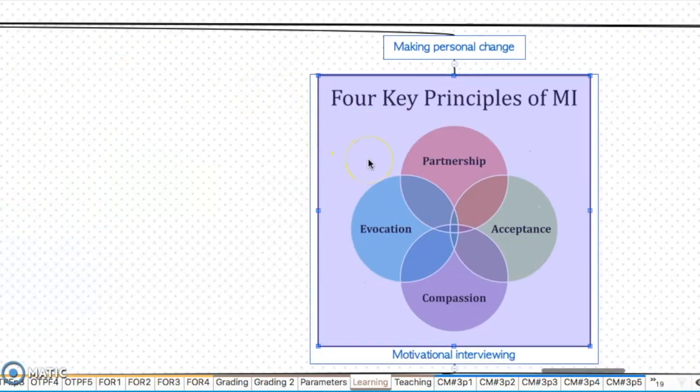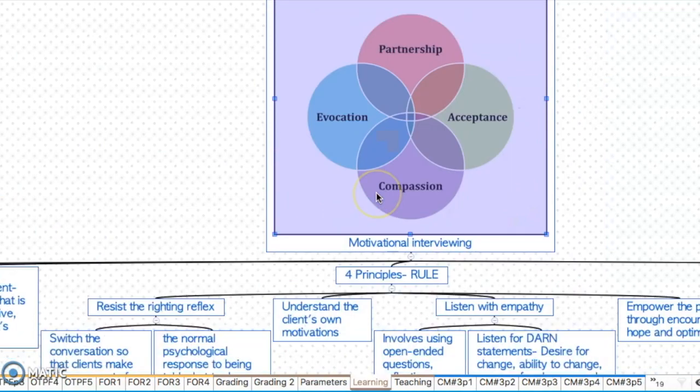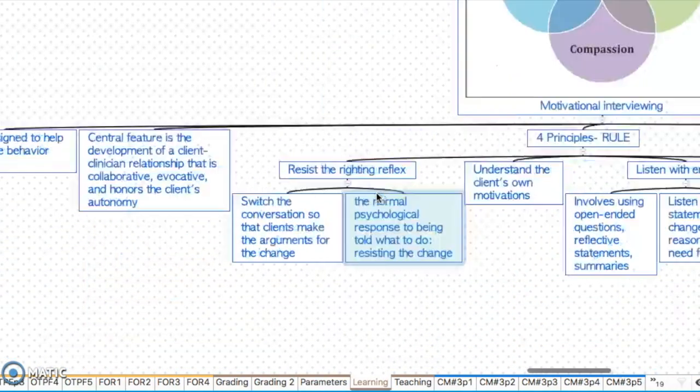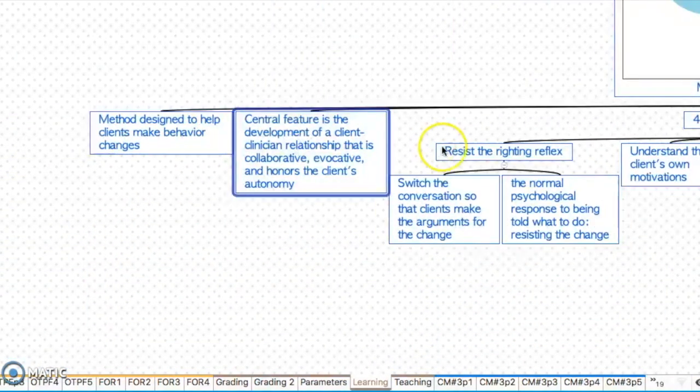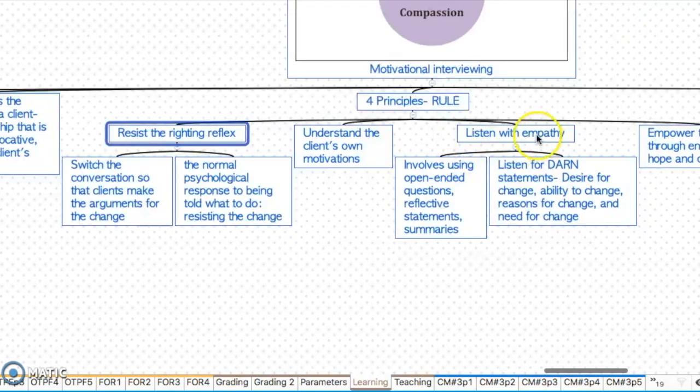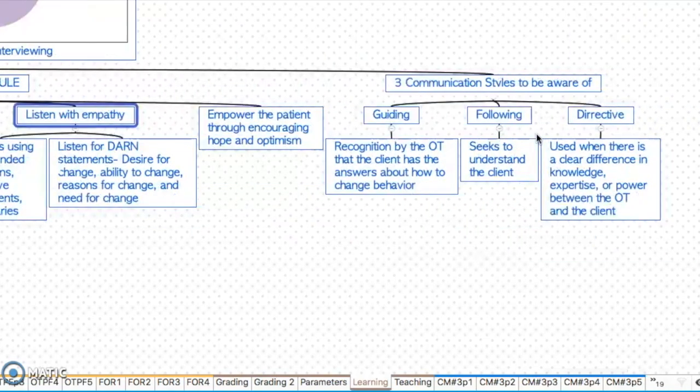And we also have the 4 key components of motivational interviewing, as listed right here, and 3 communication styles to be aware of, which are guiding, following, and directive.